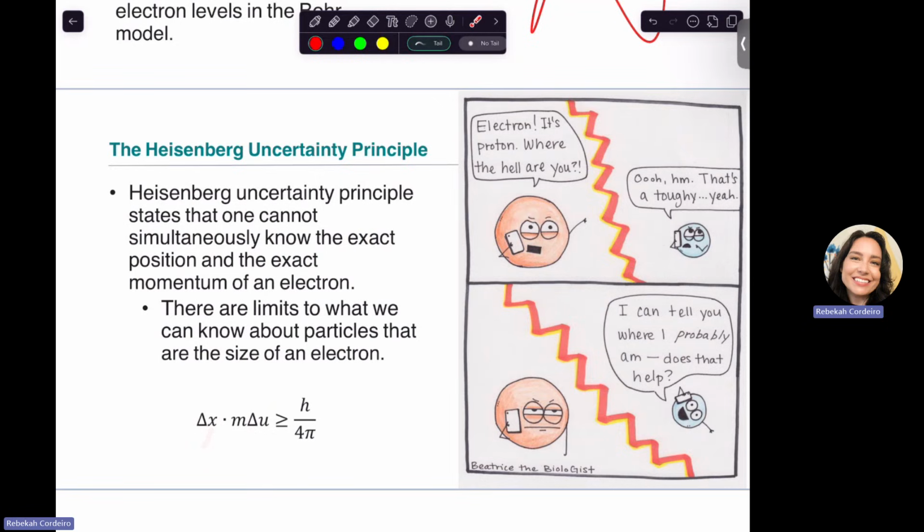Because electrons are constantly moving, and because they're moving in these wave patterns, if we know where it is, we don't really know how fast it was going, or its momentum. And if we know its momentum, then we don't really know where it is anymore. So we can't know both at the same time. That's called the Heisenberg uncertainty principle. Again, you don't need to worry about the math.